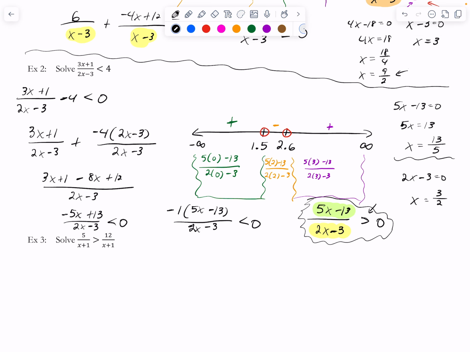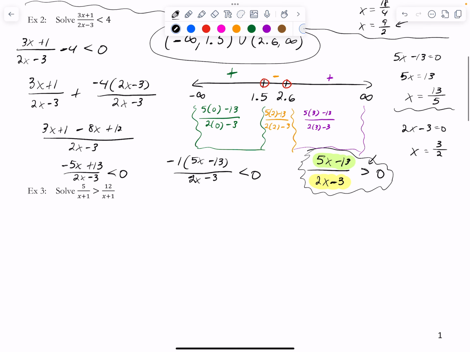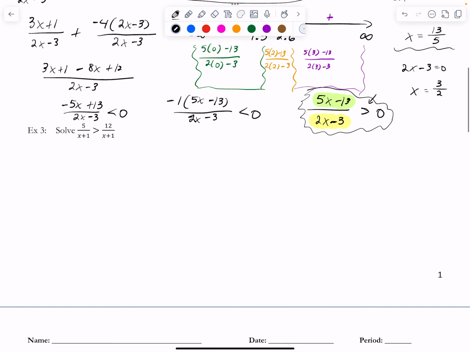So my positive values are going to be if my values are between negative infinity and 1.5, and then the union symbol, and then 2.6 to positive infinity. All right, so this is going to be my answer for the second one. Let's do one more example.